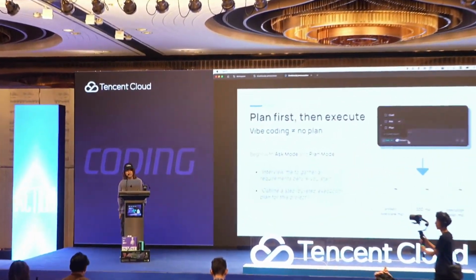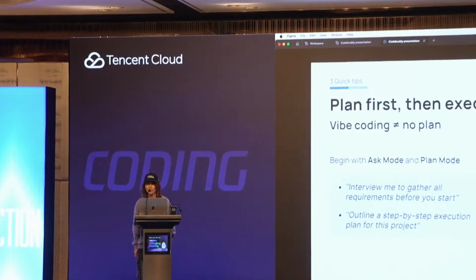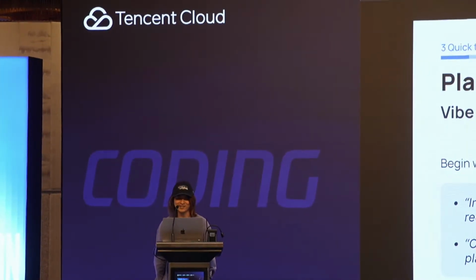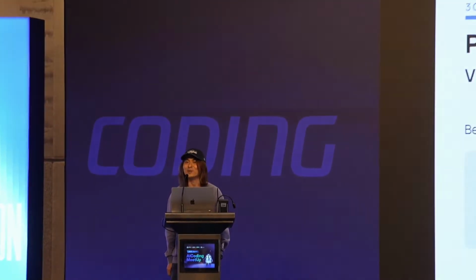The number one tip that I want to share is you always want to plan first and then execute. Vibe coding doesn't mean you don't have a plan. In fact, you should always have a plan. You need to understand what's going on so that you can instruct your AI to build what you want to build.